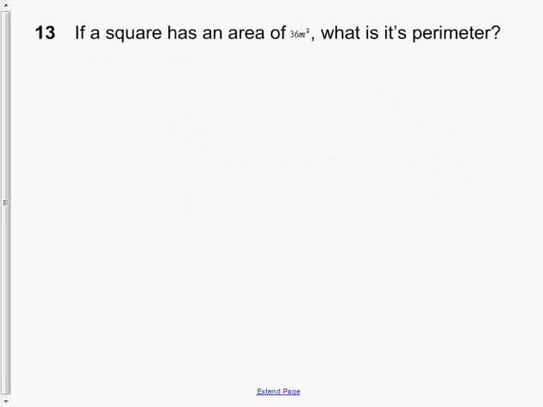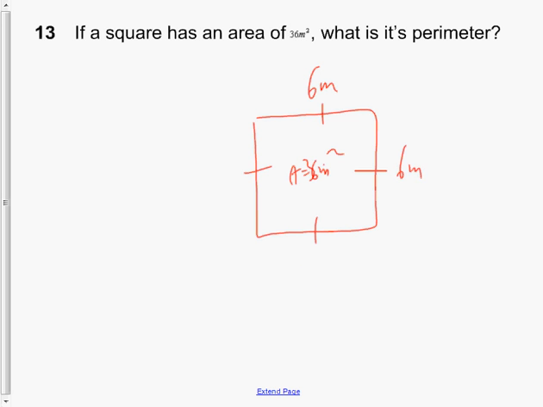Question 13, if a square has an area of 36 meters squared, what is its perimeter? Well, if its area is 36 meters squared, that means its side length is 6, and therefore its perimeter, meaning the distance around the whole thing, would be 4 times 6. The perimeter would be 24 meters.